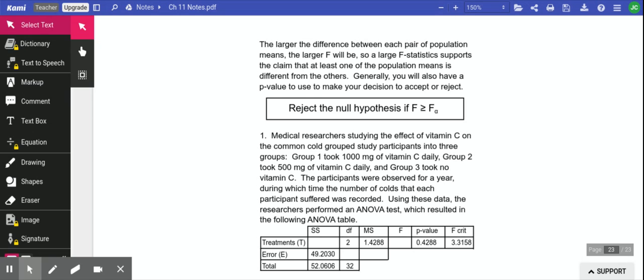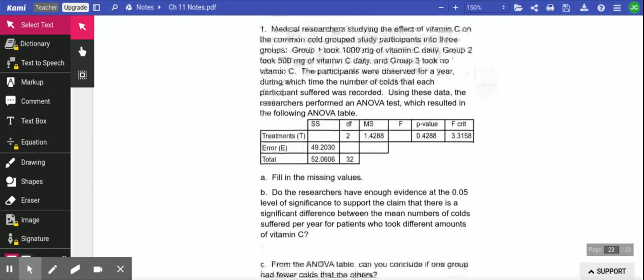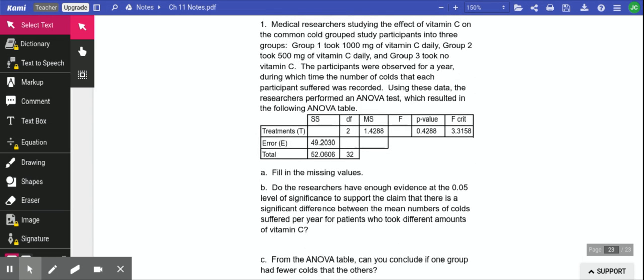Generally, you're also going to have a p-value, so we don't really need to use rejection regions. So let's take a look at this first example. It has an ANOVA table, so I'll show you that. Medical researchers studying the effect of vitamin C on the common cold group study participants into three groups. Group 1 took a lot of vitamin C, group 2 took some vitamin C, and group 3 took no vitamin C. Then we observe them for a year and we count the number of colds, and we want to record the mean number of colds.